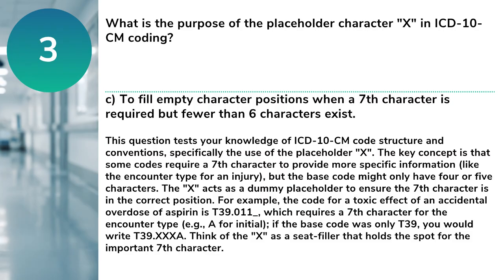For example, the code for a toxic effect of an accidental overdose of aspirin is T39.011_, which requires a 7th character for the encounter type, e.g., A for initial. If the base code was only T39, you would write T39.XXXA. Think of the X as a seat filler that holds the spot for the important 7th character.